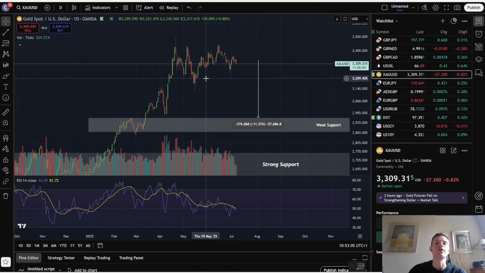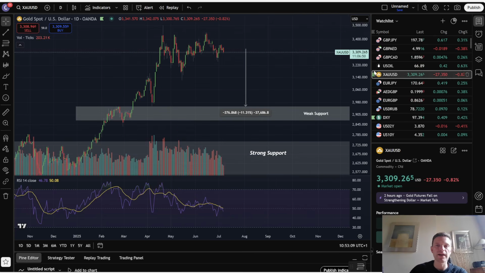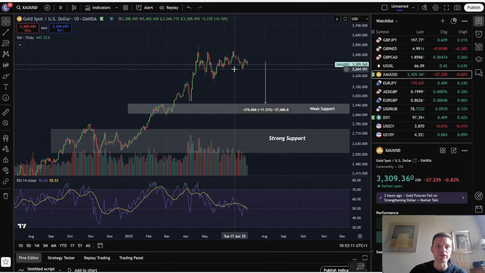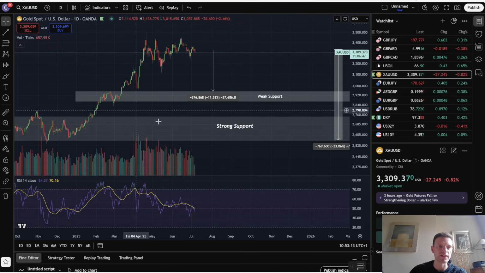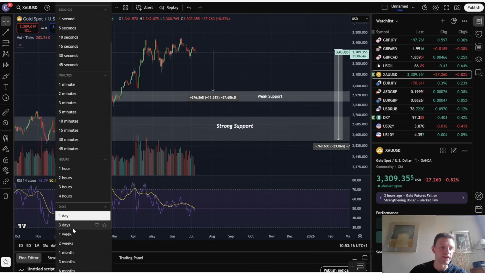But what we've been looking for, and whether it comes or not, I don't know. What we've been looking for in gold is a pullback, a short-term pullback, either into weak support here, which is where I've identified this area. This was mainly based on the 3-day time frame.